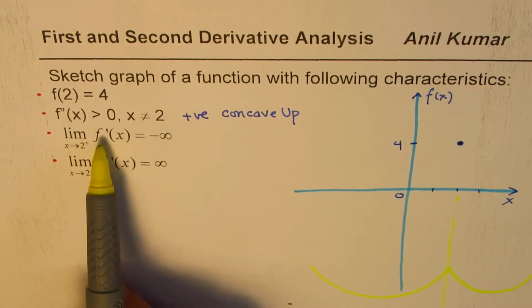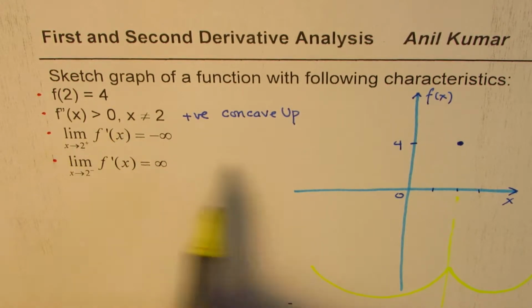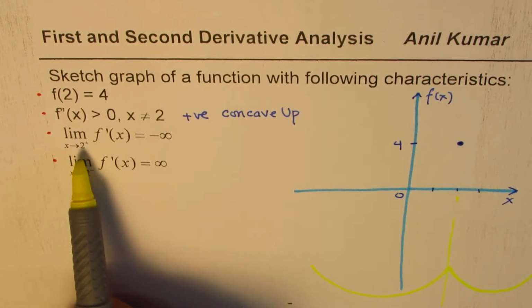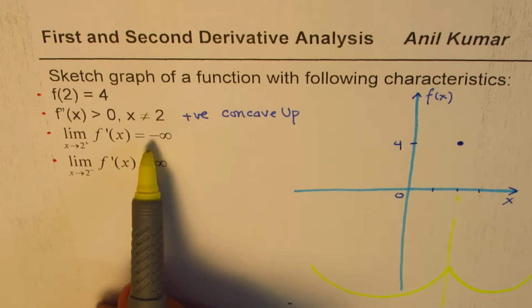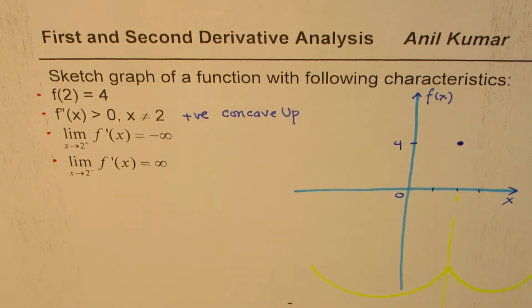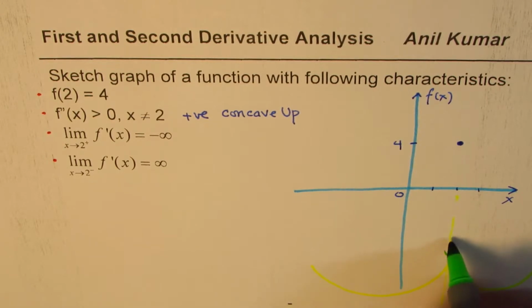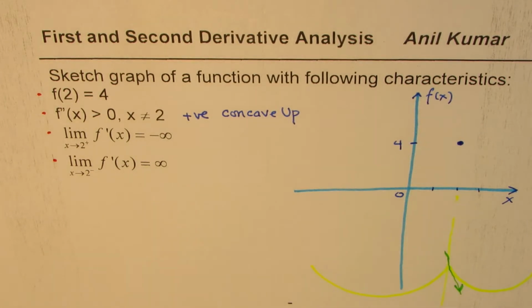It says that the first derivative, when you approach 2 from the right side, is minus infinity. So from the right side you can see this tangent, if you draw it, which represents the first derivative, is going downwards, negative. As you approach 2, it becomes a larger and larger negative value, or you can say negative infinity. So that fits in.